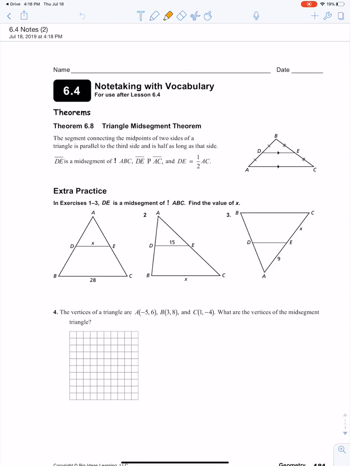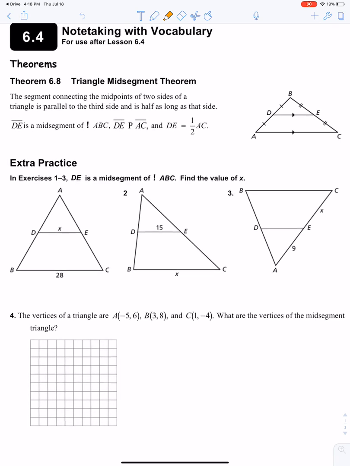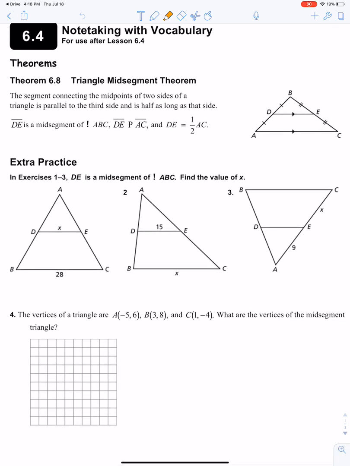6.4. So this part has to do with the triangle mid-segment theorem. A mid-segment is a segment connecting the midpoints of two sides of a triangle. So in this case, DE is the mid-segment, okay? The mid-segment is always parallel to the side that's opposite it, and it's also half of the opposite side. So if I were to tell you that AC was 8, DE would be 4, okay? That's pretty much the general gist of the whole thing.